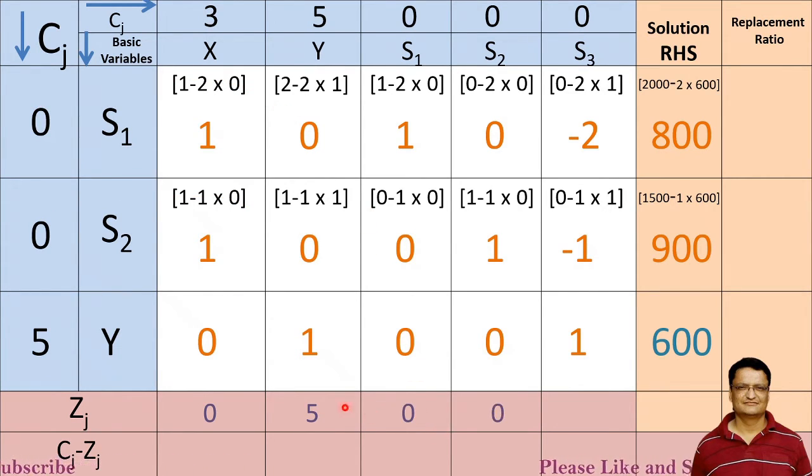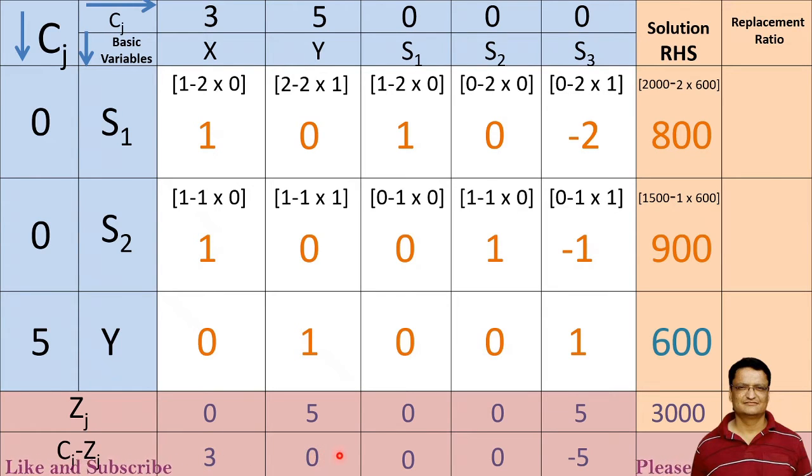So if I calculate all these values of Zj, they are like this, and now I will compute Cj minus Zj. Now what is this Cj? The Cj value is over here. So 3 minus 0 will give me the value of 3. 5 minus 5 will give me a value of 0. 0 minus 0 will give me a value of 0. This 0 minus this 0 will give me 0, and this 0 minus 5 will give me a value of minus 5.